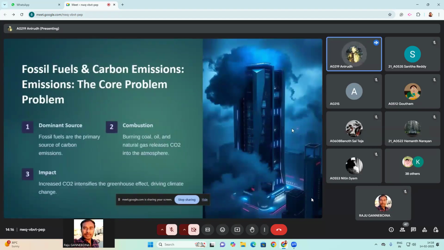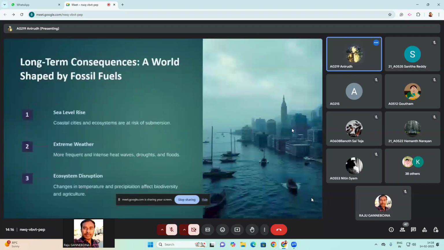Fossil fuels and carbon emissions. The main leading cause of this greenhouse effect is the combustion of fossil fuels. This combustion leads to the release of CO2, N2O, SO2, etc. into the atmosphere. And extensive use is causing this effect called the greenhouse effect.